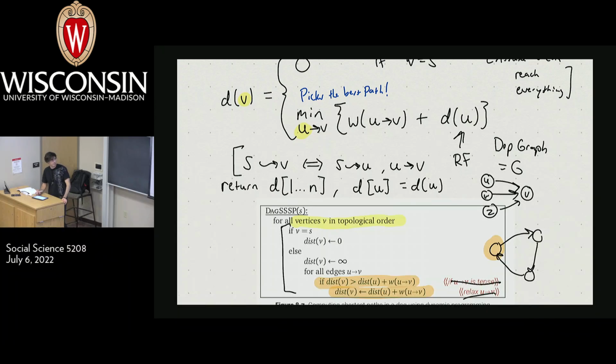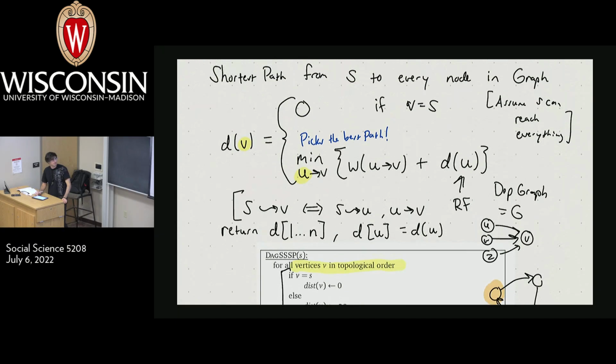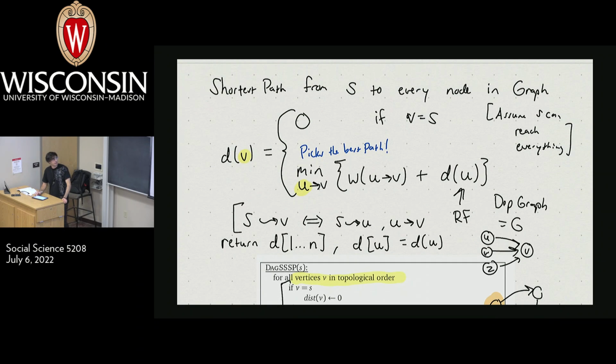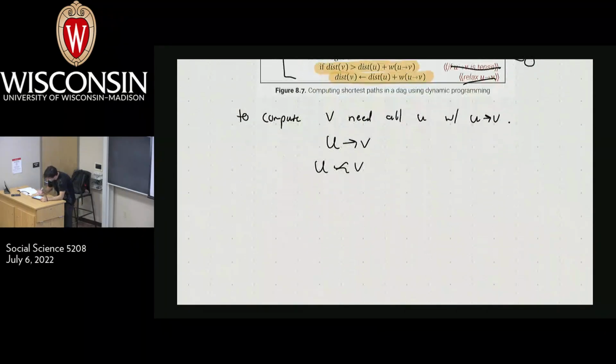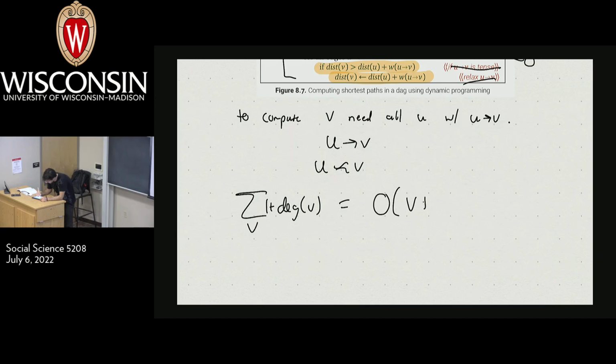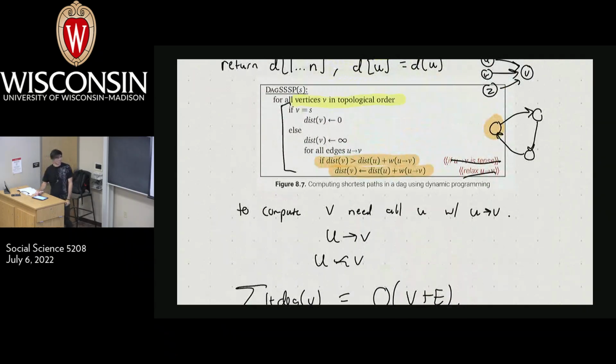Okay? Now, what's the running time? Well, for each V, we look at all the neighbors. So if we just do the sum over V of 1 plus the degree of V, we'll get O of V plus E, which is pretty standard. So normally for dynamic programming on DAGs, you're going to get linear time. You have to do something pretty crazy to get more than linear time, and we'll do that crazy thing next time.